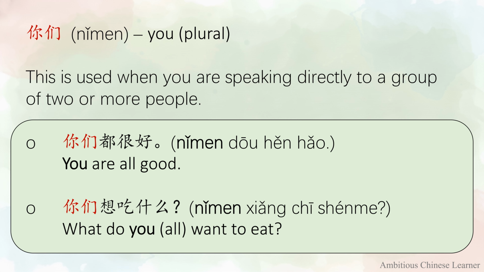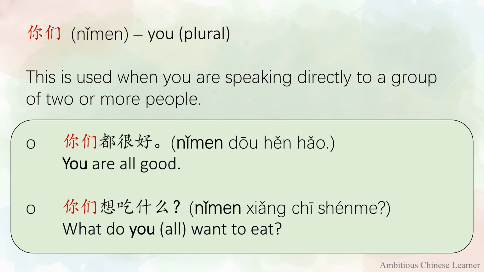你们, you, plural. This is used when you are speaking directly to a group of two or more people. 你们都很好. You are all good. 你们想吃什么? What do you all want to eat?